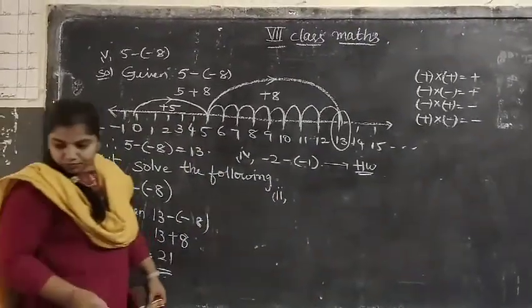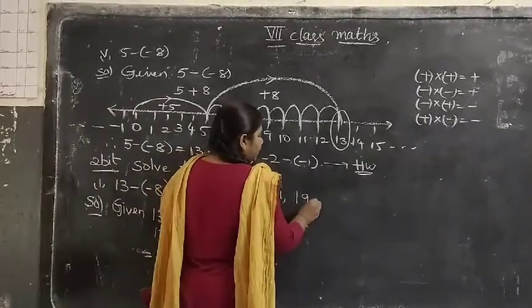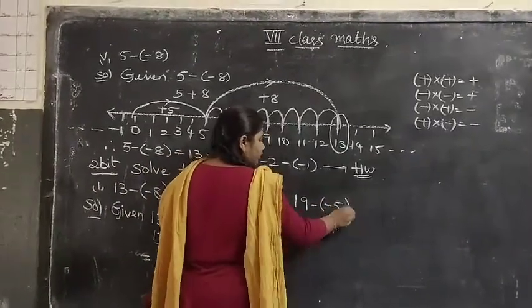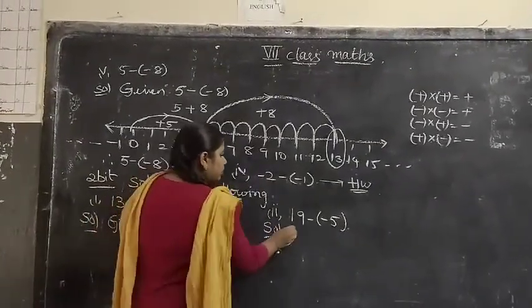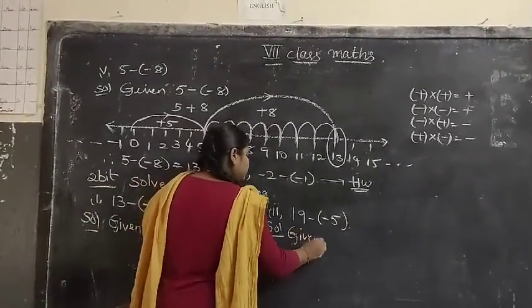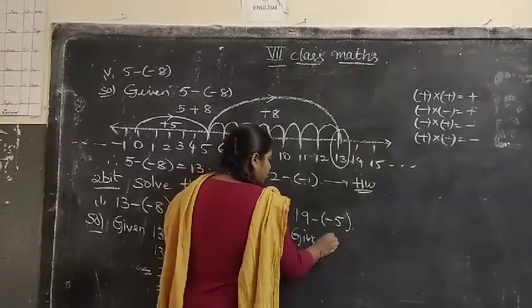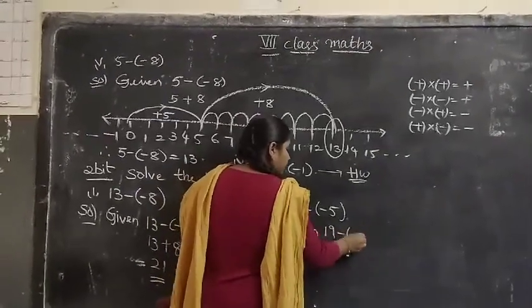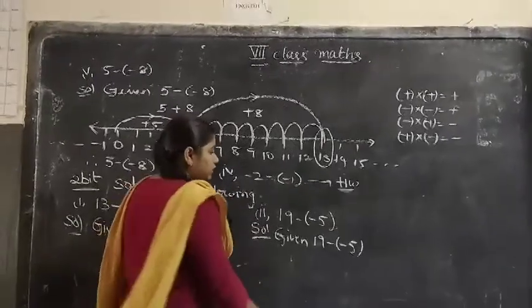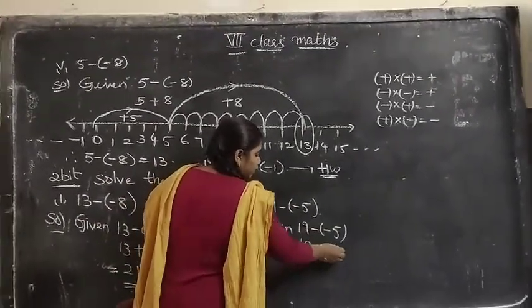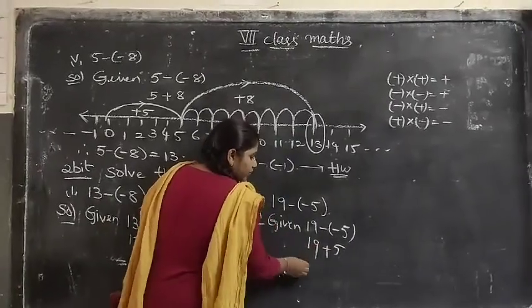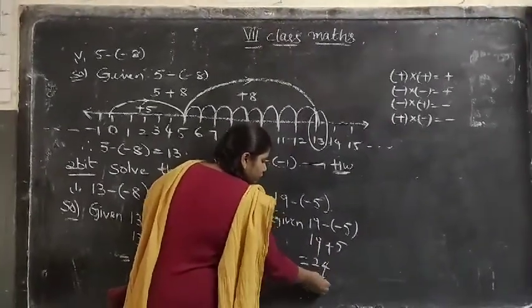Second one, 19 minus of minus 5. Again make the double sign into a single sign. So given 19 minus of minus 5, make the double sign into a single sign. So 19, minus into minus will be plus 5. So 19 plus 5 will be equal to 24.